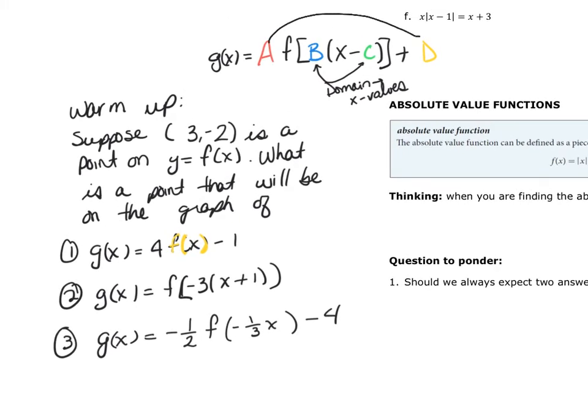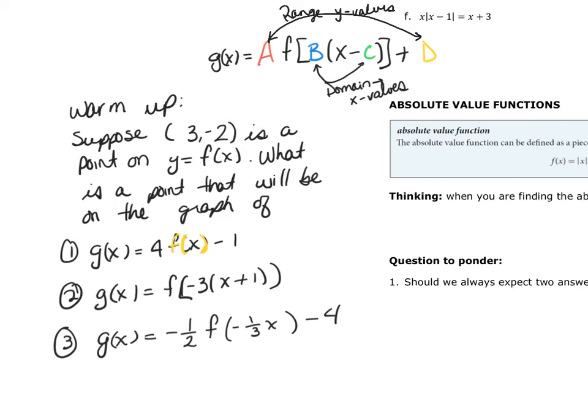These two are outside of my function. They're outside of that f of x. So a and d are outside of my function notation, so those mess with my range, or my y values. And when it's my range, it does exactly what I expect. When it is in the domain, it does the opposite of what I expect.